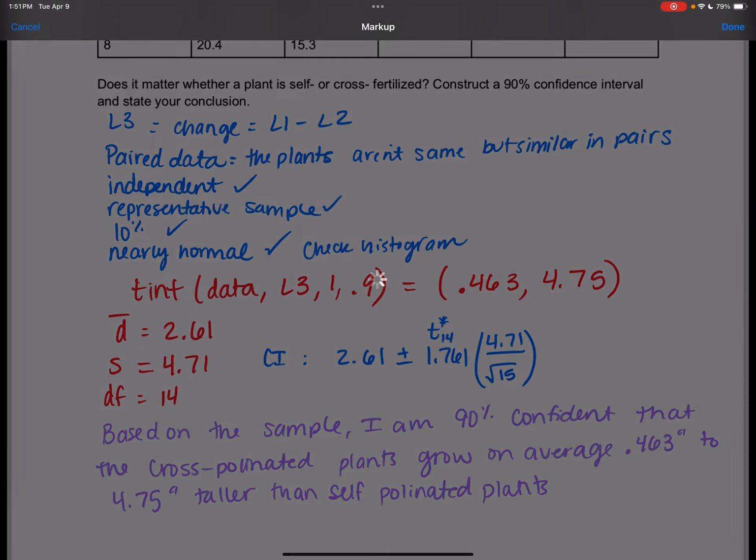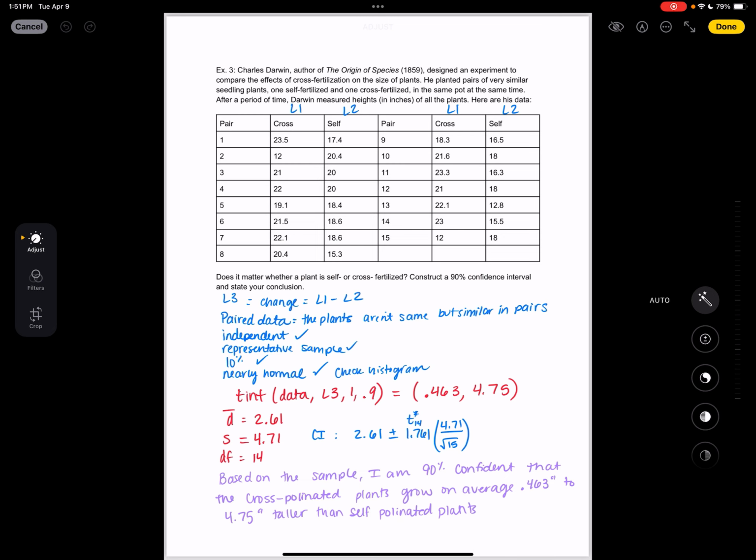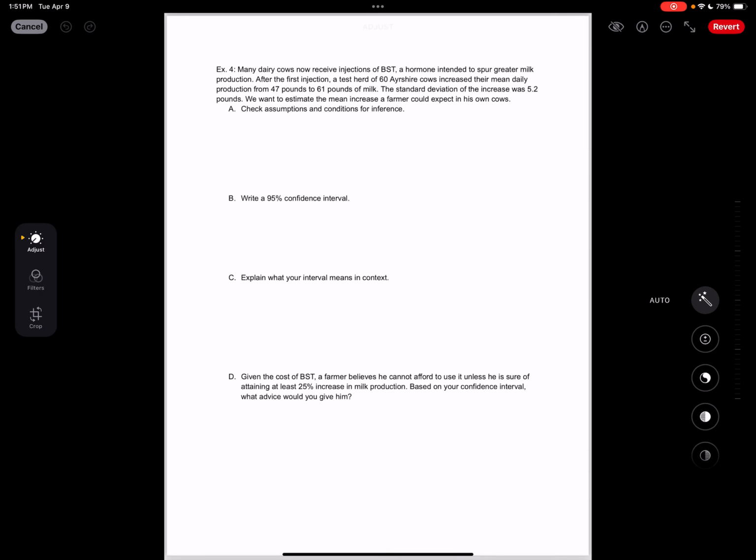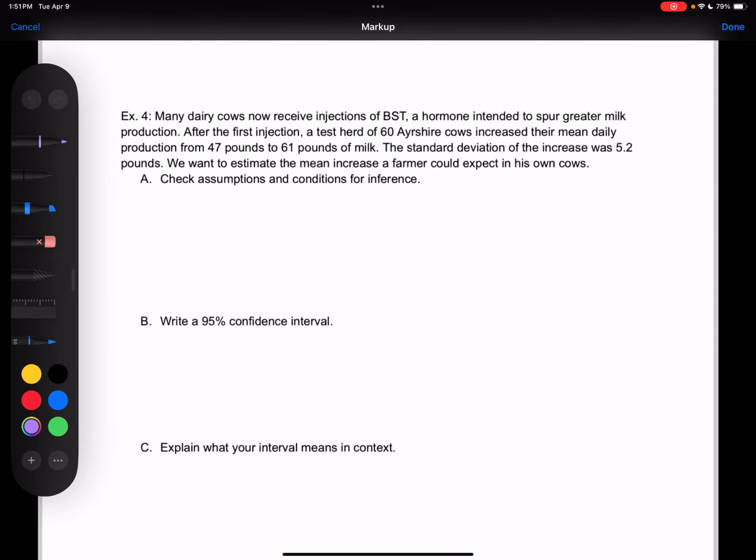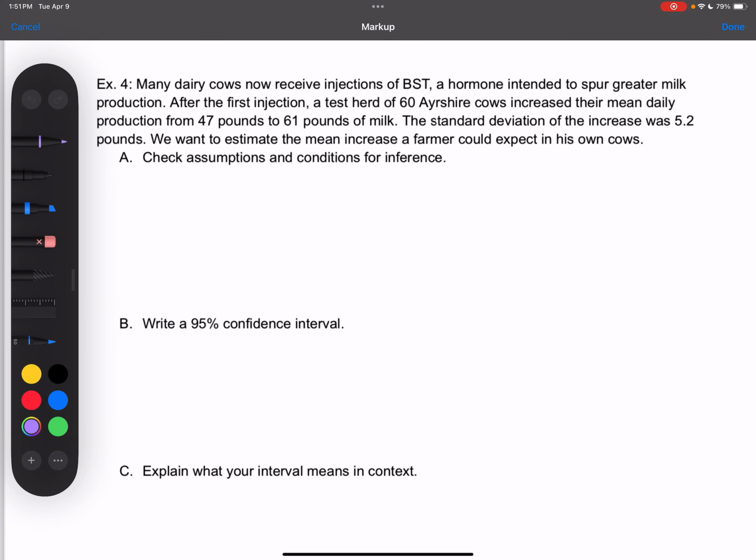Next one. Dairy cow. It's a good question right there. All right, many dairy cows now receive injections of BST, a hormone intended to spur greater milk production. After the first injection, a test herd of 60 cows increased their mean daily production from 47 pounds to 61 pounds of milk. The standard deviation of the increase was 5.2 pounds. We want to estimate the mean increase a farmer could expect in his own cows.